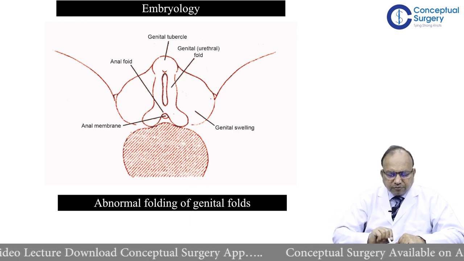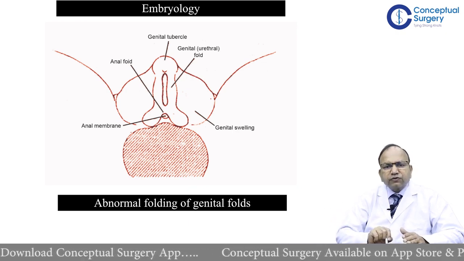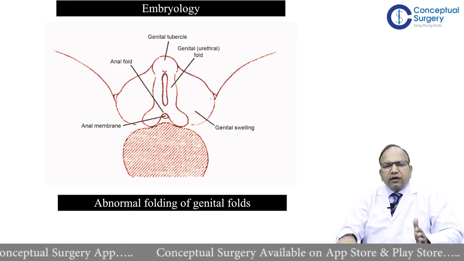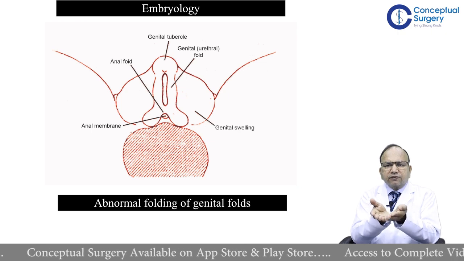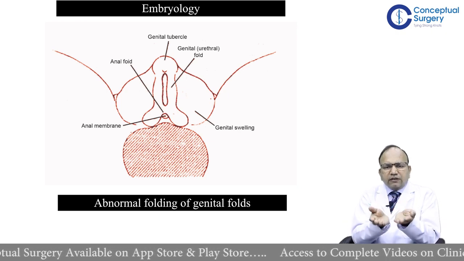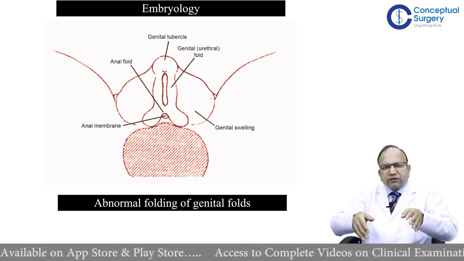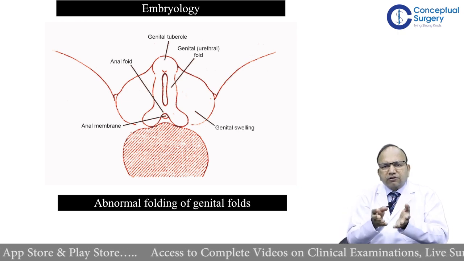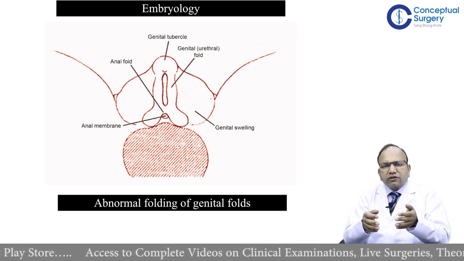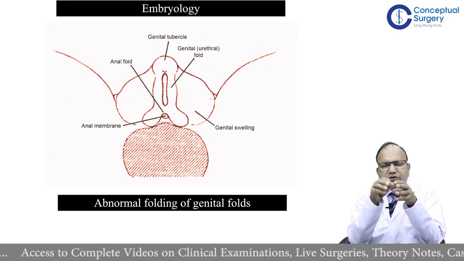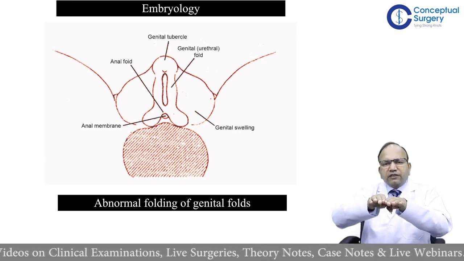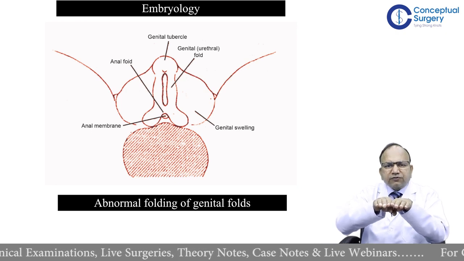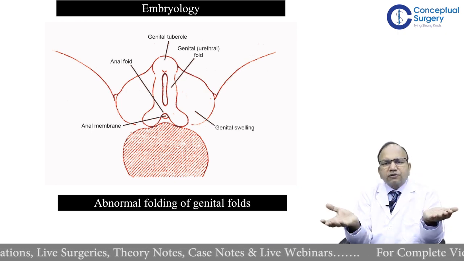So it is sufficient to remember that it is abnormal folding of the genital folds. And remember, this is folding. The urethra is like a plate and then it folds into a tube. And as the urethra folds, everything else folds with the urethra. Outside the urethra is the corpus spongiosum. Outside the spongiosum is the dartos. Outside the dartos is the skin. So everything folds like this. And if the process fails, then everything unfolds.